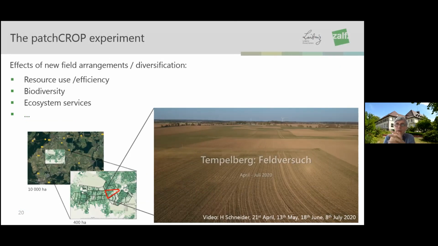We have identified an area near Berlin, near ZALF actually, to which we have access to several farmers, with a total area of about 10,000 hectares, of which we identified in the first step a farm which could provide an area of 400 hectares. These 400 hectares are basically the landscape experiment. And the core part of that is the patch crop experiment.